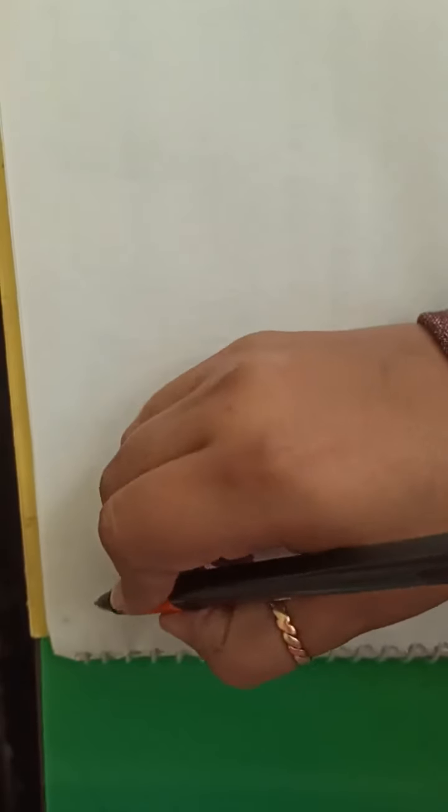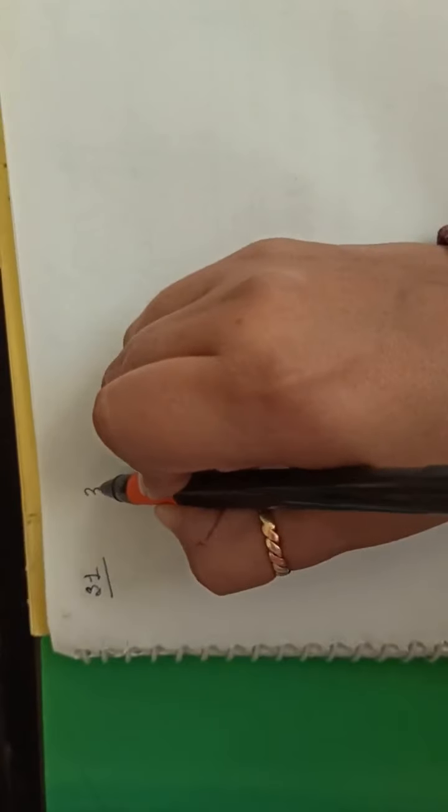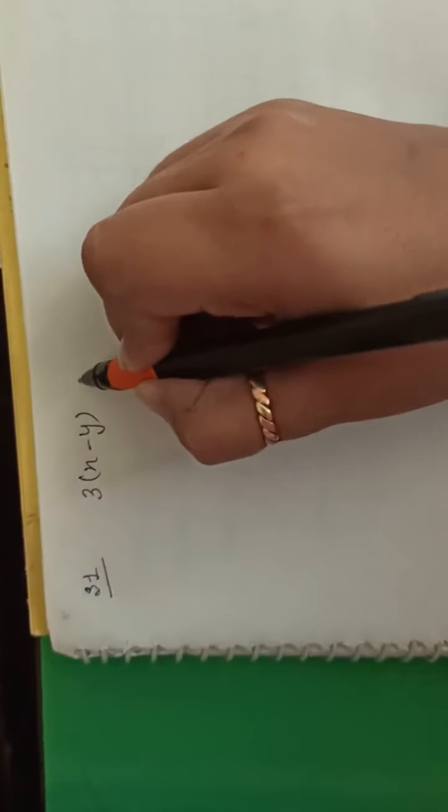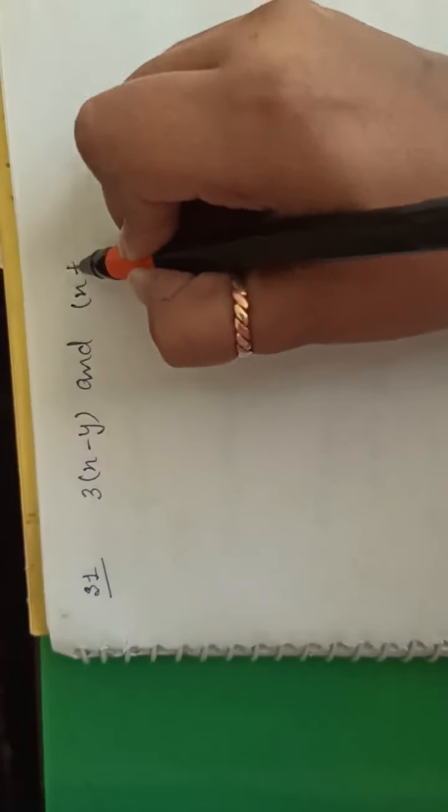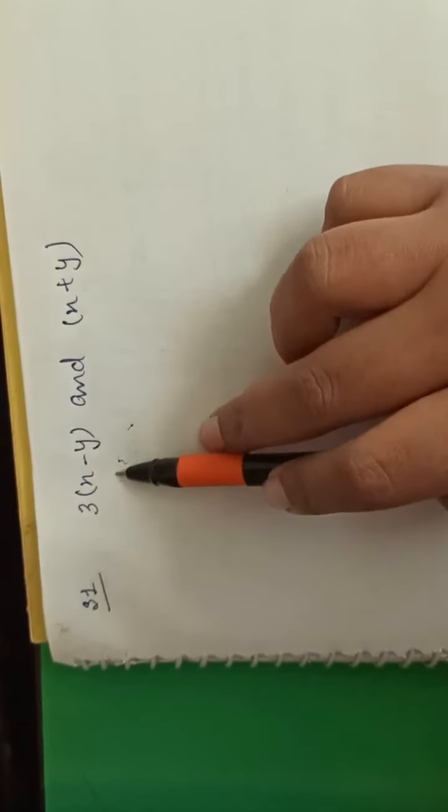After that, our next question is S1, which is: find the value of the difference of the expressions 3x minus y and x plus y. Means firstly we have to find their values, then find the difference between the expressions, if x equals 3 and x is 1 more than y.